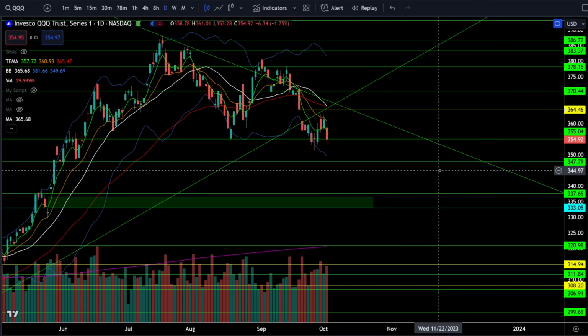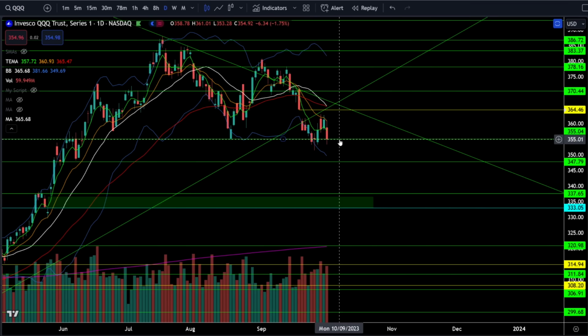On the NASDAQ 100 triple Qs, we were down 1.75% today, and the first thing I noticed with the triple Qs is how they are still relatively the strongest. Every index made a lower low today, and you can clearly see the Qs did not hold up above that level at 355. Also, if you compare it to the low from middle of August, we are barely breaking down below it, and today we actually closed right on top of it.